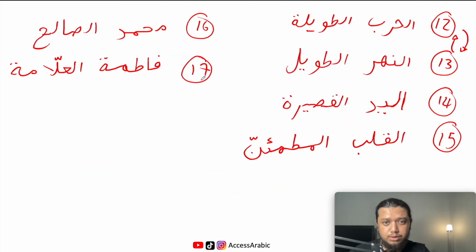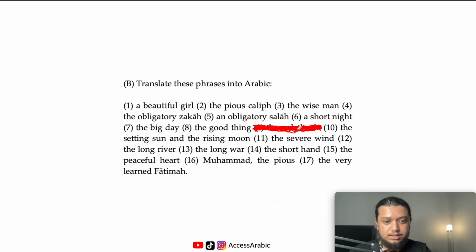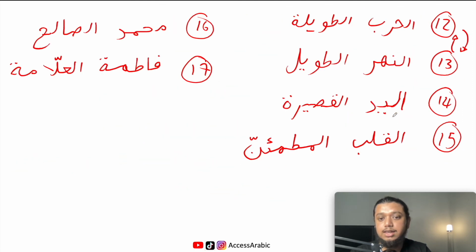I got them the wrong way round in my own translations, but as you can see, An-Nahr is masculine and therefore Al-Tawil is also masculine. Al-Harb is feminine, therefore Al-Tawilah is feminine. Number 14 is the short hand, which is Al-Yad Al-Qasira.